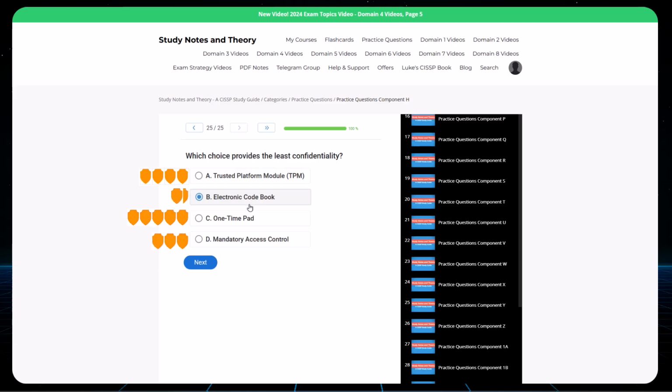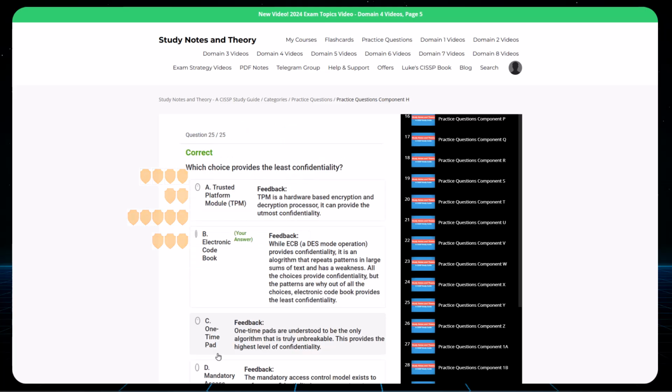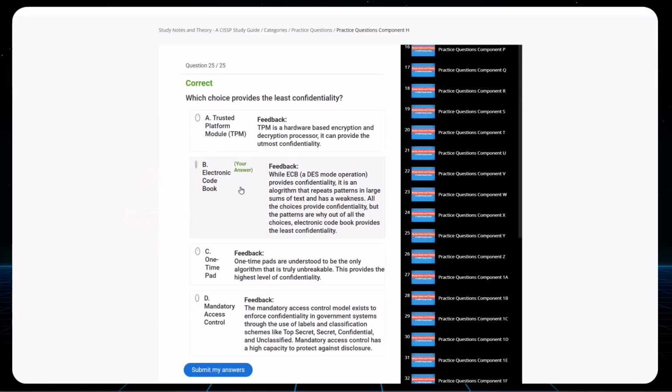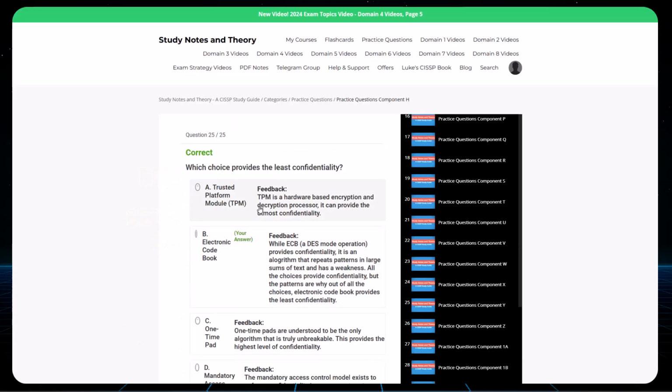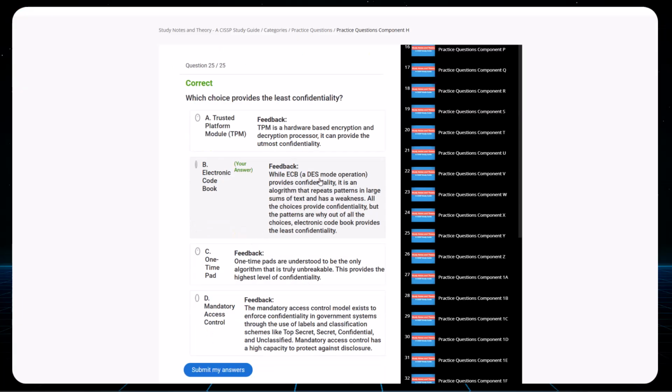If I remember ECB from my DES, AES or DES description days, right? Symmetric encryption algorithms. Let's see if that's right. Yes, correct. Awesome. Whoa, why does the text look funny? Yeah, while ECB, a DES mode of operation, DES has been broken, provides confidentiality. It is an algorithm that, oh, I spelled algorithms wrong.